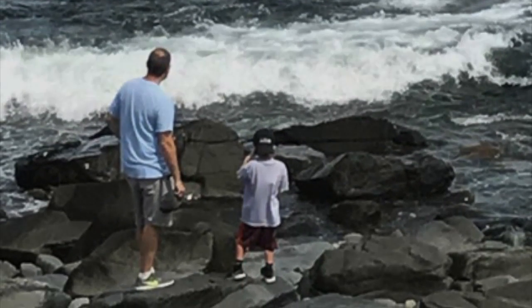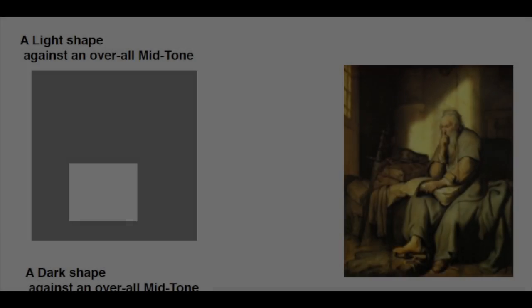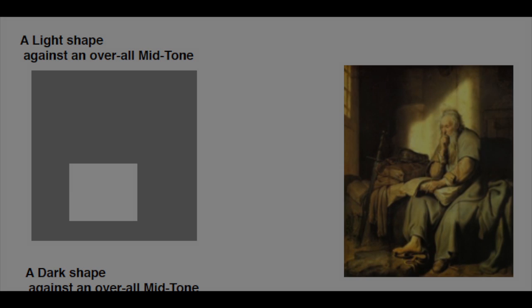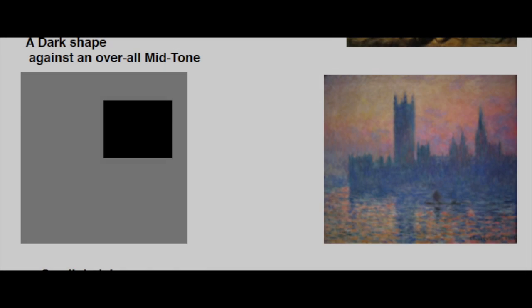I'm going to be showing you some short examples of the simple value patterns that we use. One of the first is a mid-tone with a small light. This is used throughout history. The painting that you see is one of Rembrandt's. There's a second method, and this painting uses a small dark in an overall mid-tone. Here you can see the painting by Monet, which is exemplifying that tonal value pattern.